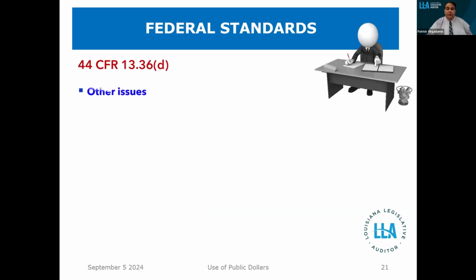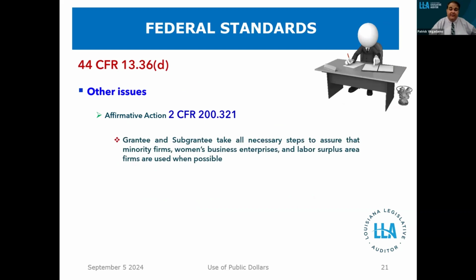44 CFR 13.36 has some other issues that are of note. Affirmative action, which is required under 2 CFR 200.321, because for any federal contracts and federal grants, there are requirements that must be complied with. Grantees have to take necessary steps that minority firms, women's business enterprises, and labor surplus area firms are used when possible.